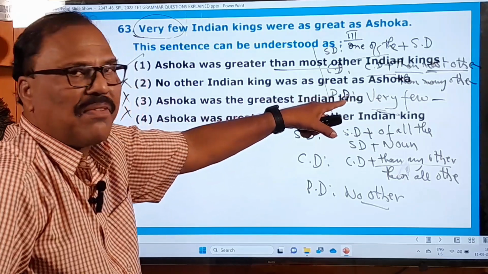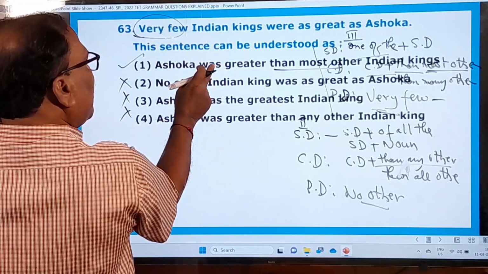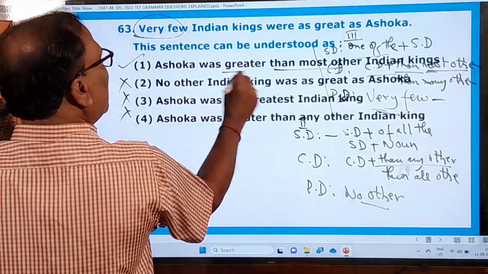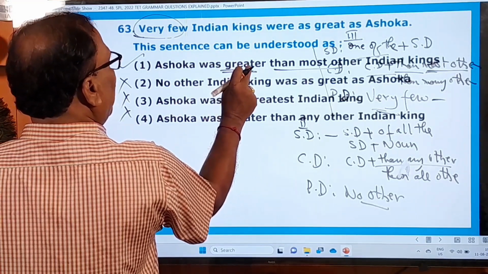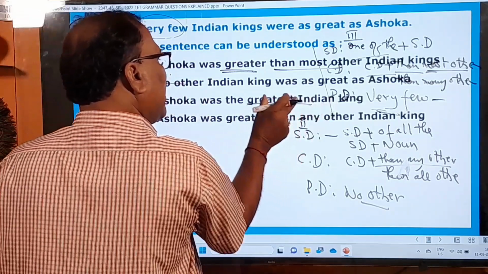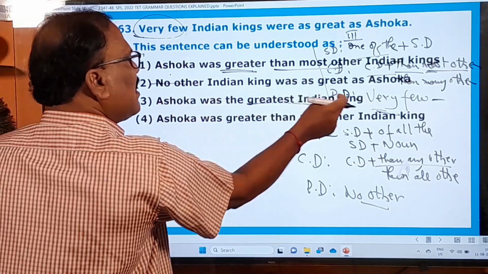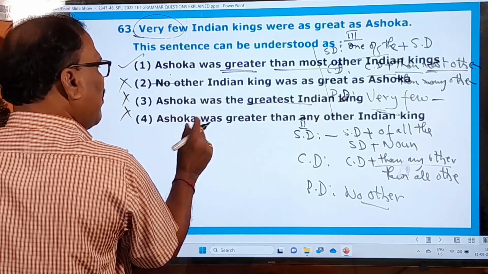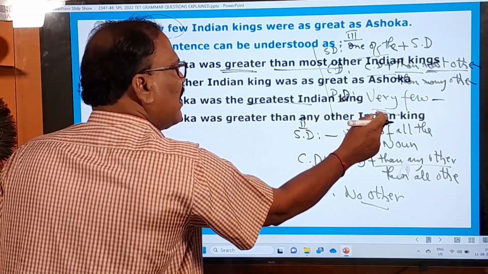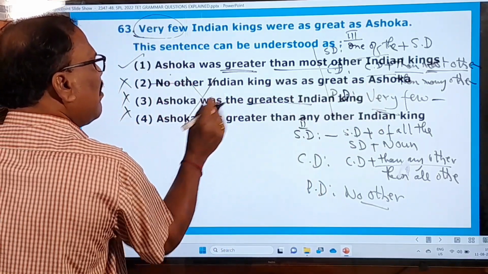These are the main features of the third method. So here, this is the third method, and a third method comparative degree sentence is given here. Second method: Ashoka was the greatest Indian king, direct. If you change it into comparative degree, Ashoka was greater than any other Indian king. Positive degree: no other Indian king was as great as Ashoka. This is entirely the second method.